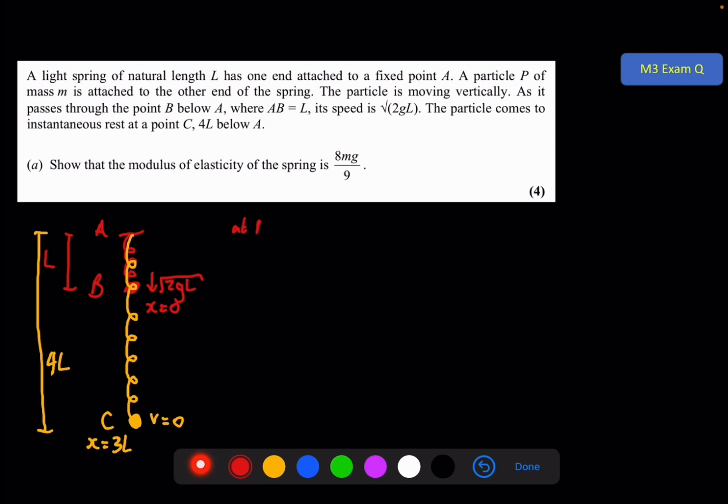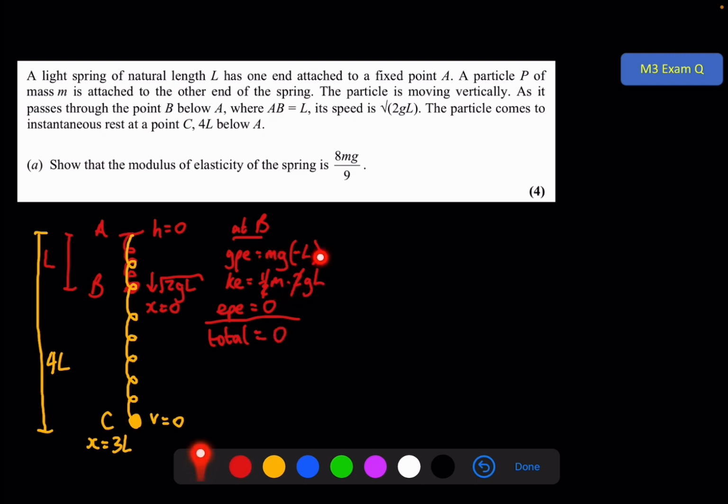So at point B, we've got gravitational potential energy. If I use A as my 0 level, that is mass times g times h, which in this case is minus mgL. We've also got kinetic energy, which is a half times the mass times v squared, which is nice, that's the square root, so that becomes 2gL. Half and the 2 cancel out. And our elastic potential energy at this point is 0 because there's no compression or extension. So our total energy in the system at B is equal to 0 because we've got mgL minus mgL. At C then, we also need a total energy of 0 because no external forces are acting.